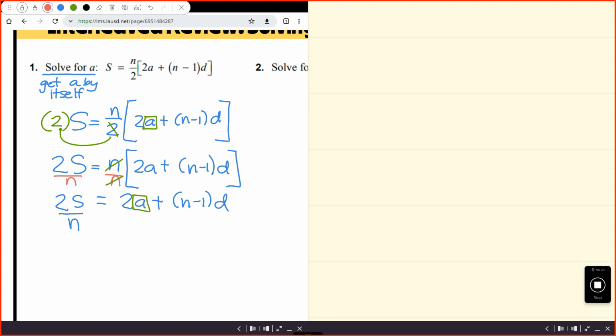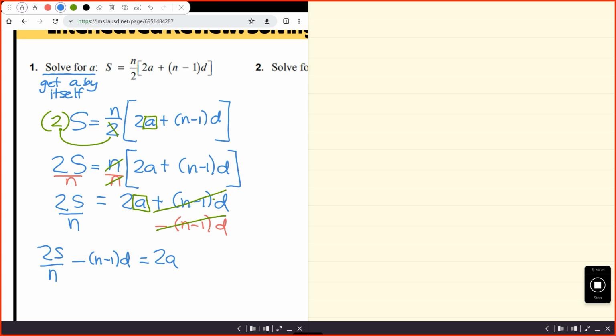So you put here minus, copy that, n minus 1 times d. So when you have a positive and a negative, what happens to them? They cancel each other out. Okay, so cancel that out, but we have to minus that somewhere, right? So 2S over n, and then I'll just copy that, minus the one that we subtracted, n minus 1 times d equals 2a. Right.